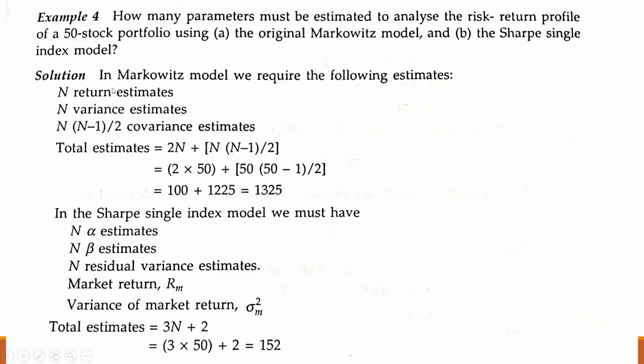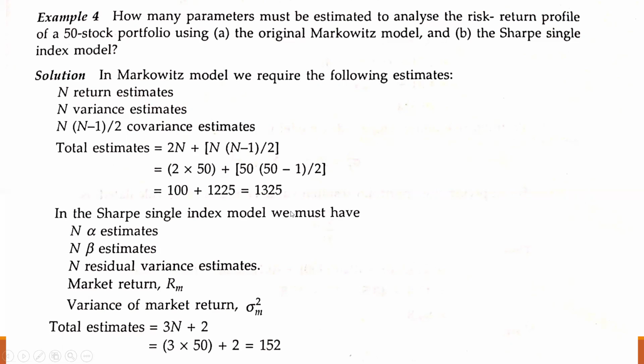In case of the Markowitz model, we need n return estimates, n variance estimates, and n into n minus 1 by 2 covariance estimates. The total estimates that you need is 2n plus n into n minus 1 by 2. Here the question has given 50, so 50 is the number of securities in our portfolio. We substitute it in the formula: 2 into 50 plus 50 into 50 minus 1 divided by 2. So you need 1325 values calculated in order to find out the risk return profile of the portfolio.